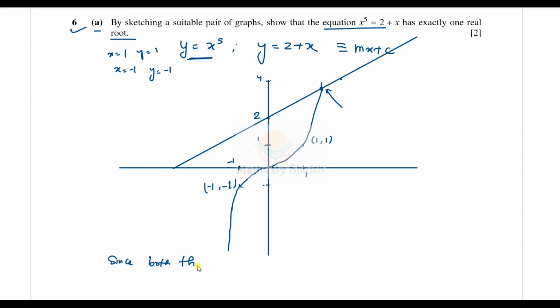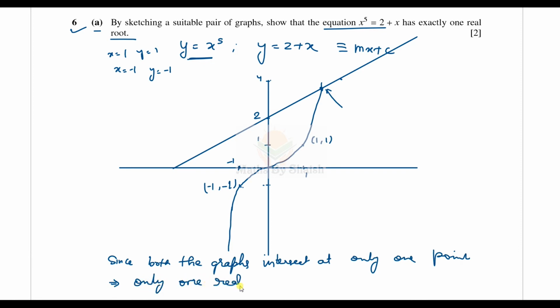So since both the graphs intersect at only one point, hence there is only one solution. So it means only one real root. I hope it is clear.